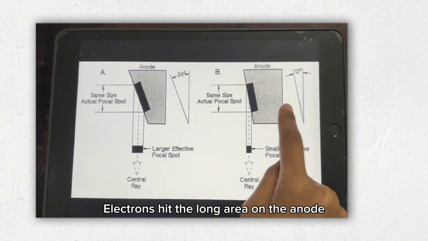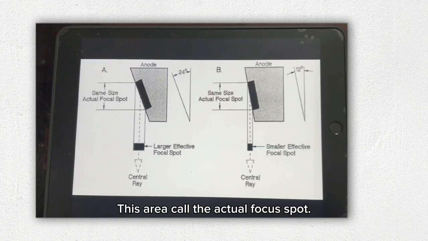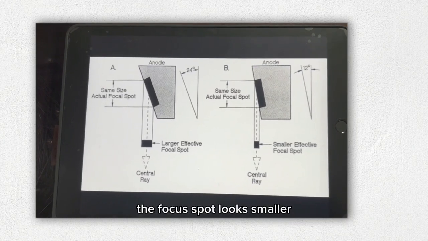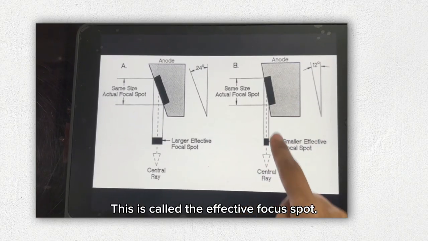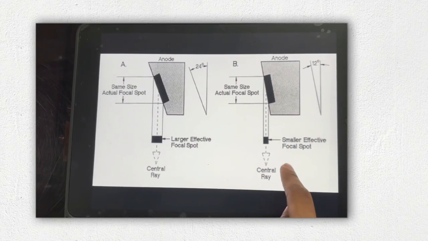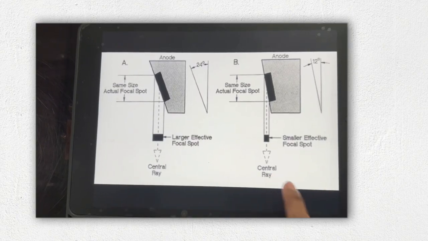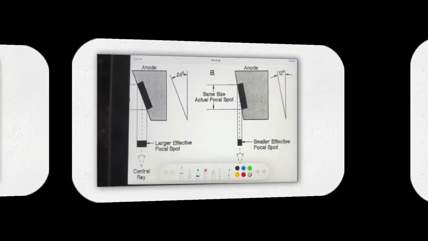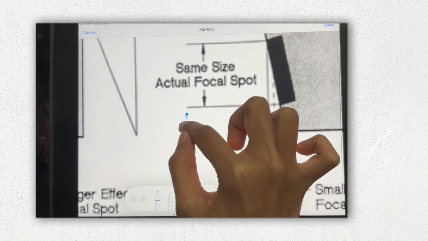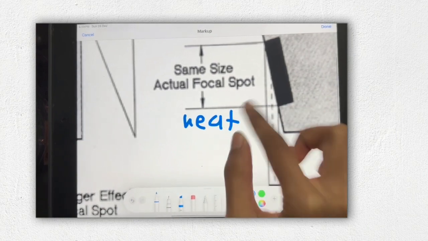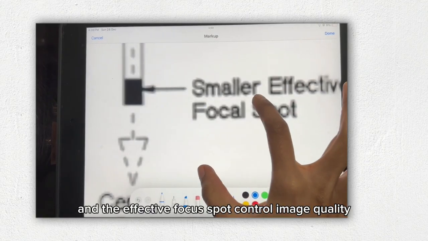Electrons hit a long area on the anode. This area is called the actual focus spot. Because of the angle, the focus spot looks smaller. This is called the effective focus spot. A small effective focus spot gives a clear image. The actual focus spot controls heat, and the effective focus spot controls image quality.